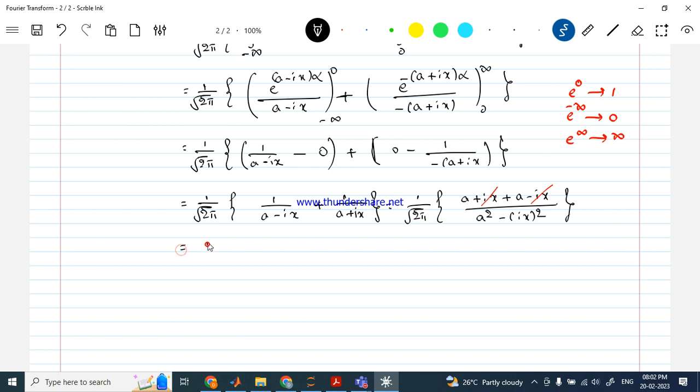So it is 1 by root 2 pi times 2a divided by a square, and i square is minus 1, so it becomes plus x square. I can just take the 2 out. So just like the previous example, here it becomes square root of 2 by pi times a by a square plus x square. That's all. So the integration part is so simple in this case.